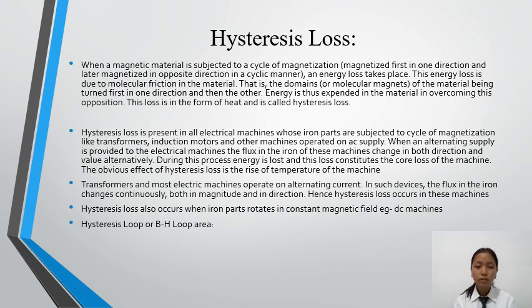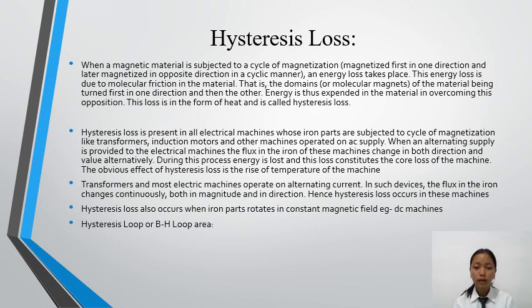Hysteresis loss is present in all electrical machines whose iron parts are subjected to cycles of magnetization, like transformers, inductors, motors, and other machines that operate on an AC supply. When an alternating supply is provided to the electrical machine, the flux in the iron of this machine changes in both direction and value alternately. During this process, energy is lost, and this loss constitutes the core loss of the machine. The obvious effect of hysteresis loss is the rise of temperature of the machine.